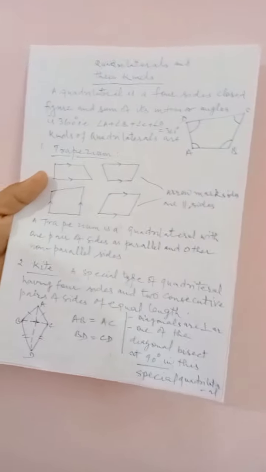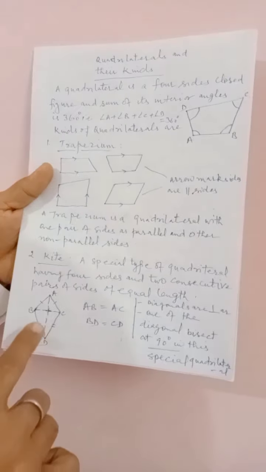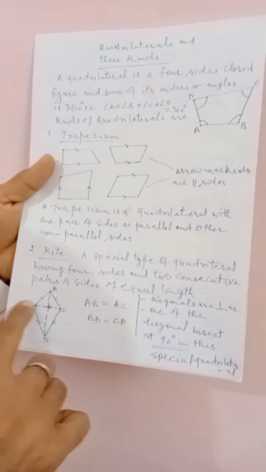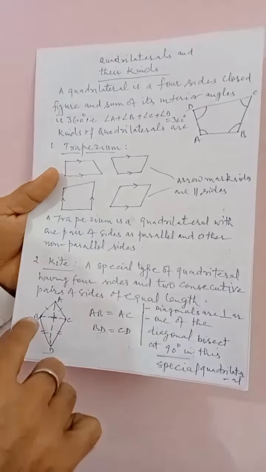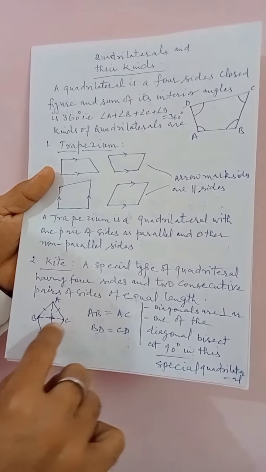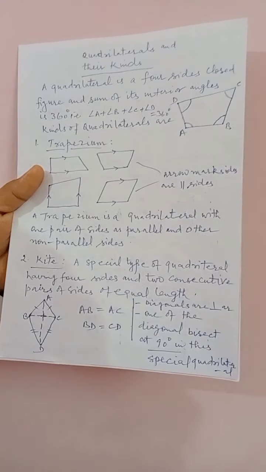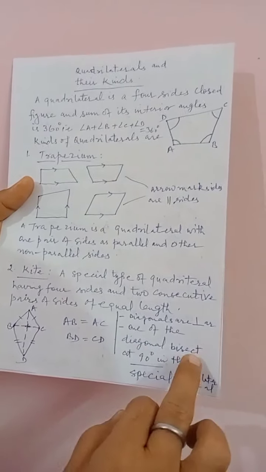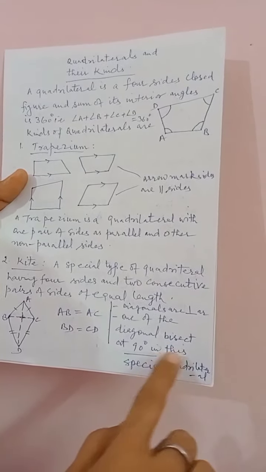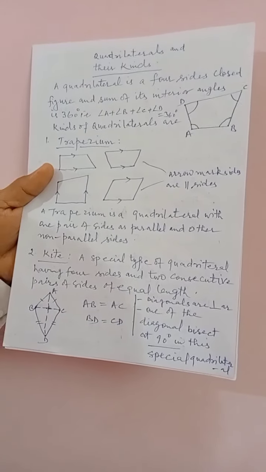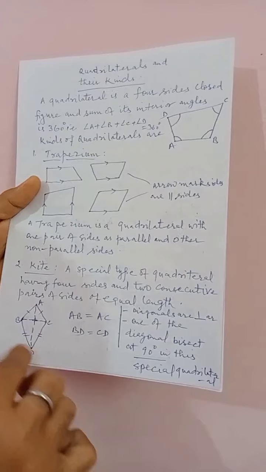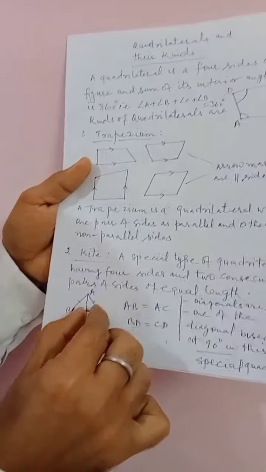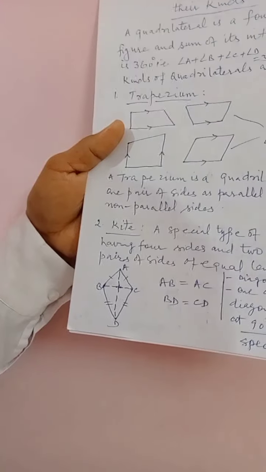This is the quadrilateral. Now, another property of this kite is that its diagonals are perpendicular. See here, this AD is perpendicular to this BC, and this BC is perpendicular to AD, and one of the diagonals bisects the other at 90 degrees in this special quadrilateral. See, this AD divides BC in two equal parts. This part and this part, these two parts are equal.